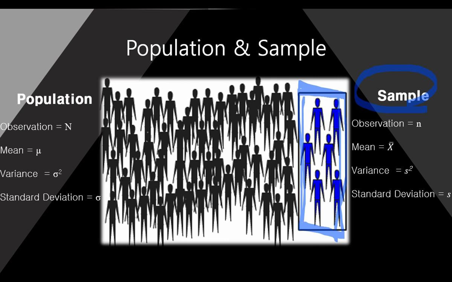For example, in the population case, you want to know all people's height in your country. However, in the general case, we cannot access and cannot collect all people's height in one country, okay? So in that case, we just collect data partially, like this. This is a sample. The sample size is small n, not large N, okay? And the mean of the sample is x bar, and the variance is s squared, and the standard deviation is small s.